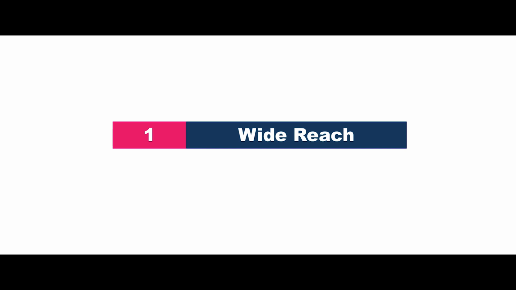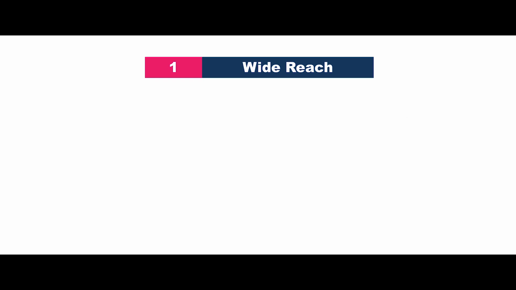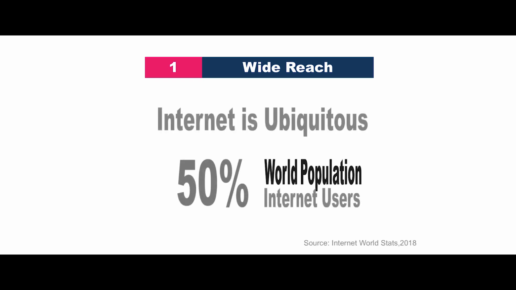As discussed earlier, traditionally there are various forms of advertising such as print, broadcast, direct mail and telemarketing through which businesses can reach their target audience. However, the reach of all these channels is limited either to the local area, to a particular region, or to a particular country. On the other side, internet is ubiquitous, which means it is present everywhere, and around 50% of the world population is using internet. It implies that a digital marketer can reach half of the population with a few clicks.